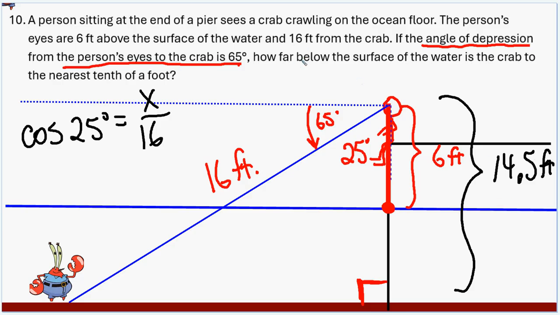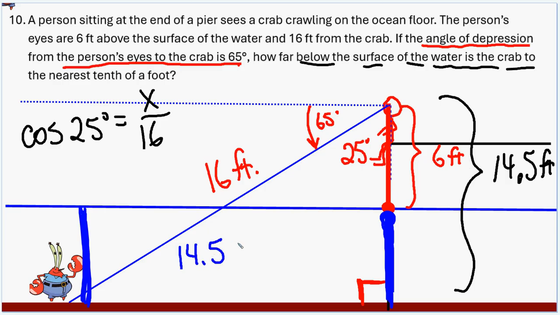Our final question is, how far below the surface of the water is the crab? So we want to find this distance, which just so happens to be the same as this distance here in blue, and that's as easy as doing the 14.5 minus the 6 foot, which means the crab is in about 8.5 feet of water.